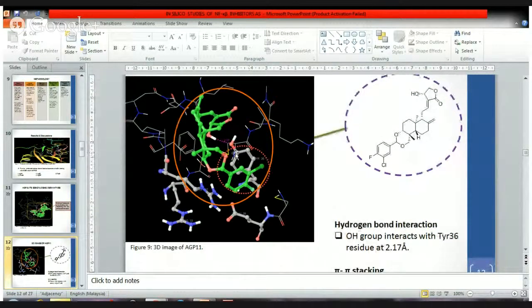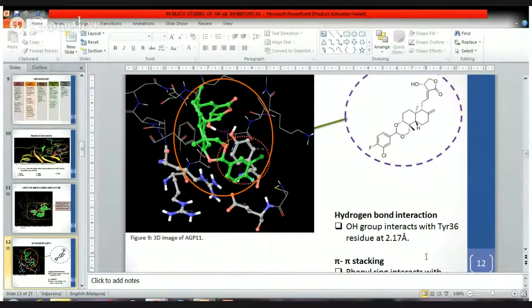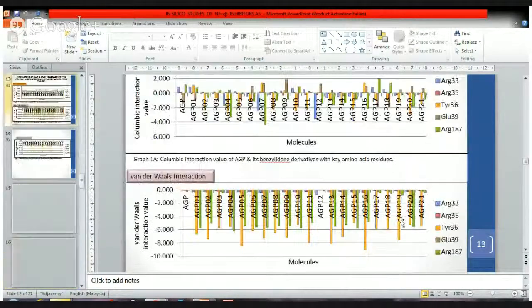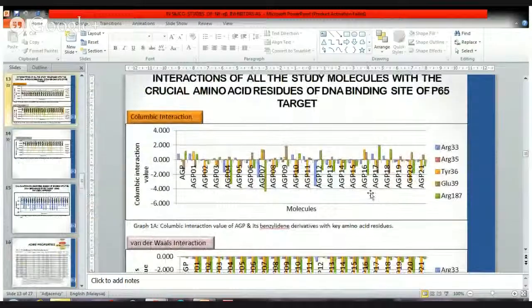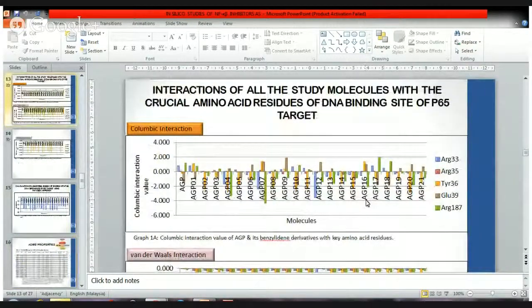We can see there is a presence of hydrogen bond interaction, where the hydrogen atom of the OH group of the lactone ring is known to form a significant hydrogen bond interaction with the oxygen atom of the OH group of the phenyl ring of tyrosine 36 at 2.17 angstrom. And there is also pi-pi stacking, highlighted in red color, where the phenyl ring of AGP11 forms a very strong pi-pi stacking interaction with the phenyl ring of tyrosine 36.